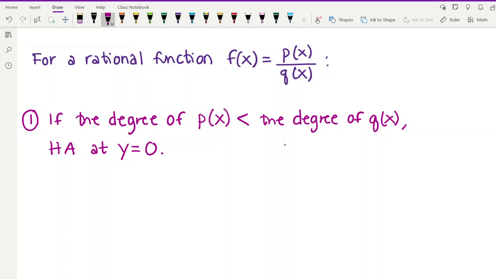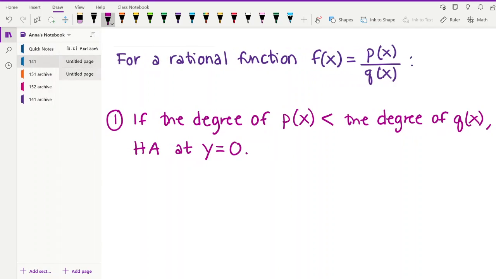So from here on out, you won't have to go and plug in numbers like we did in this example.